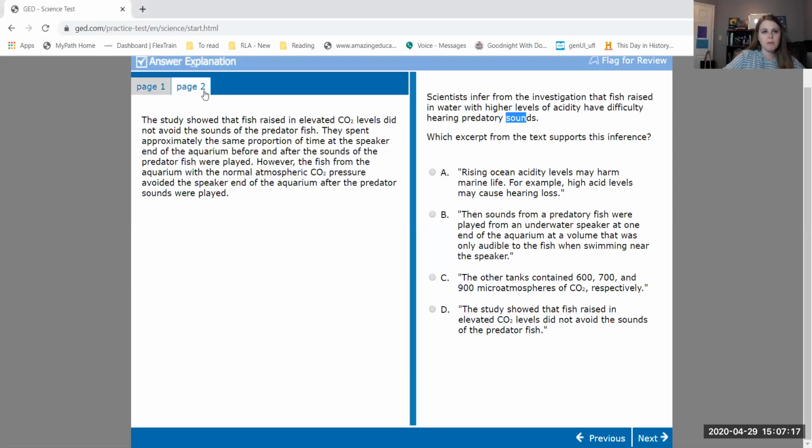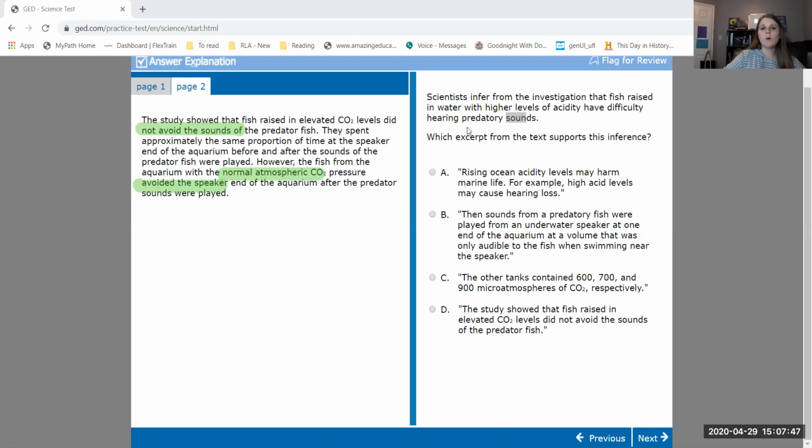Next page, make sure we hit both of them. The study showed that fish raised in elevated CO2 levels did not avoid the sounds of the predator fish. They spent approximately the same proportion of time at the speaker end of this aquarium before and after the sounds of the predatory fish were played. However, the fish from the aquarium with the normal CO2 avoided the speaker end of the aquarium after the predator sounds were played. Okay, interesting.